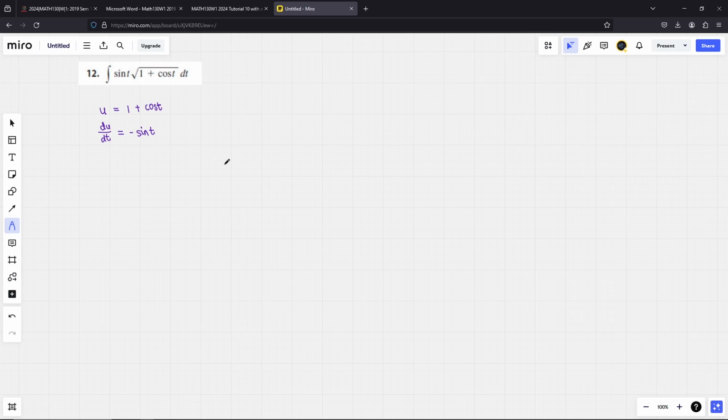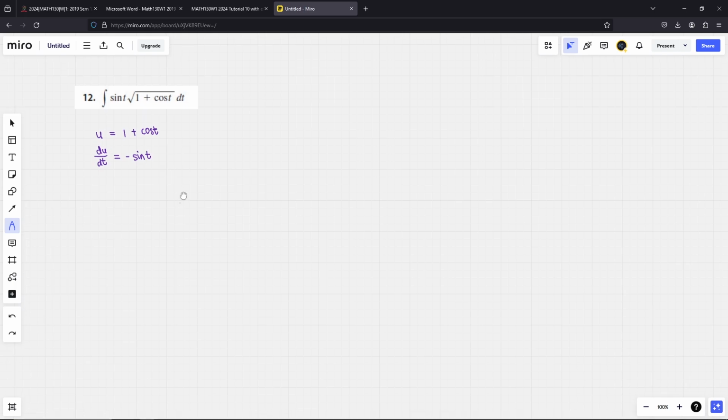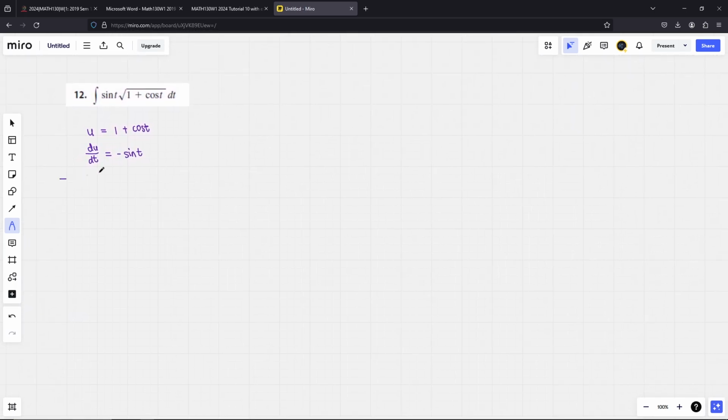Now what I want to do is get dt alone, because if I get dt alone, I can sub it in here, and then I can have a du in my integral. Okay, so I'm going to skip one step and just say dt is equal to du divided by minus sine t. Okay, now what did I do? I multiplied both sides by dt, and then I divided by minus sine t, and that gives me that dt is just du divided by minus sine t.